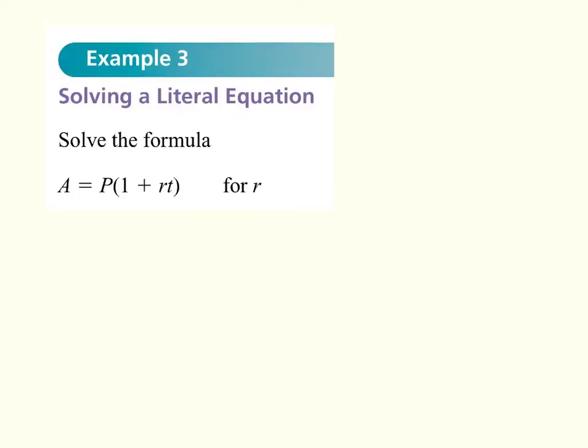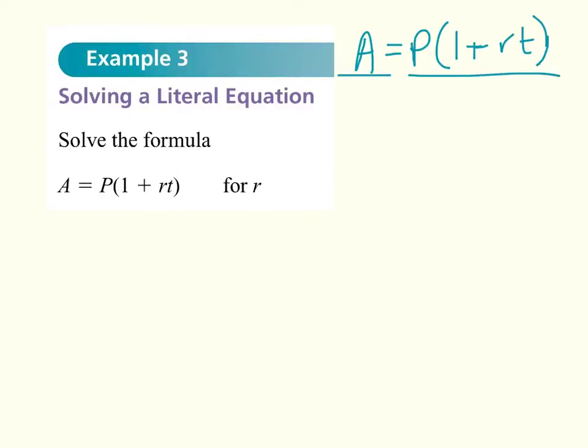So this is a good formula, a very important one in banking. Although interest is compounded continuously, which is very different from this particular formula, this is a great formula to use to plan and predict the general amount of money you're going to have. So we want to unwrap R. R was multiplied by T, then 1 was added, then the quantity was multiplied by P.